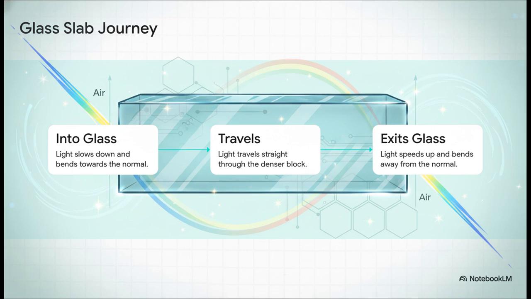When the light enters from the rarer air into the much denser glass, it hits the brakes, it slows down, and as a result, it bends right towards that imaginary normal line. Then it travels straight on through the glass. But watch what happens when it hits the other side. Upon exiting the glass and popping back into the air, it speeds right back up, which makes it bend away from the normal. And the absolute coolest part? Because of this double bend, the final exiting ray ends up being exactly parallel to the original incoming ray. It's just shifted over a little bit.